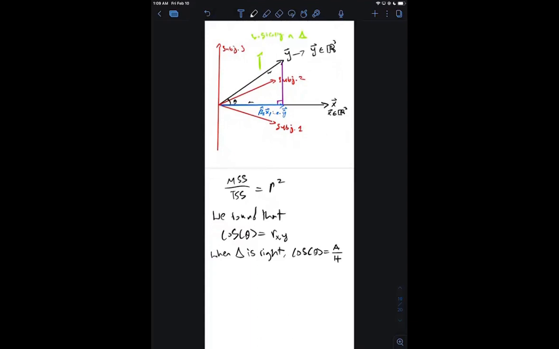So what's the adjacent here? Well, the adjacent is the model sum of squares. We just went over that. And then the hypotenuse is the total sum of squares. Or sorry, they're the roots of those things, right? Because those are the lengths. So meaning that if we square this here, then we have our same equation.